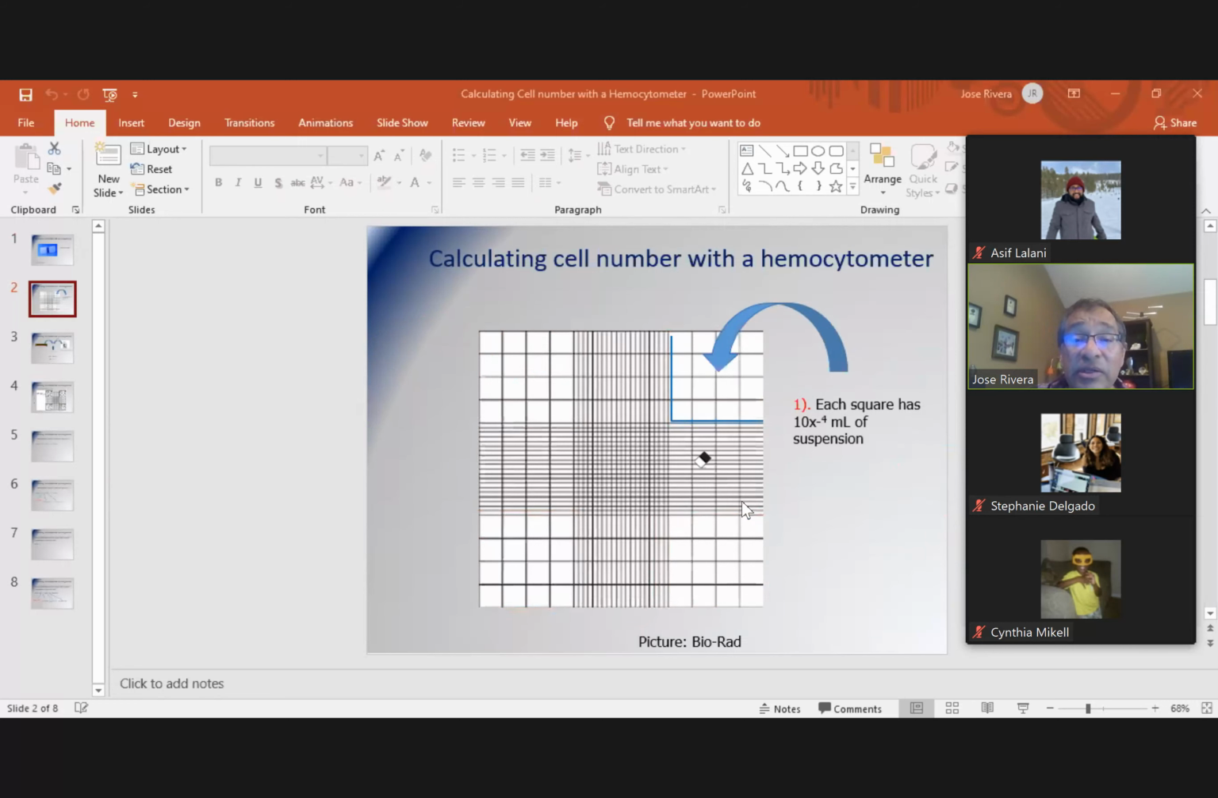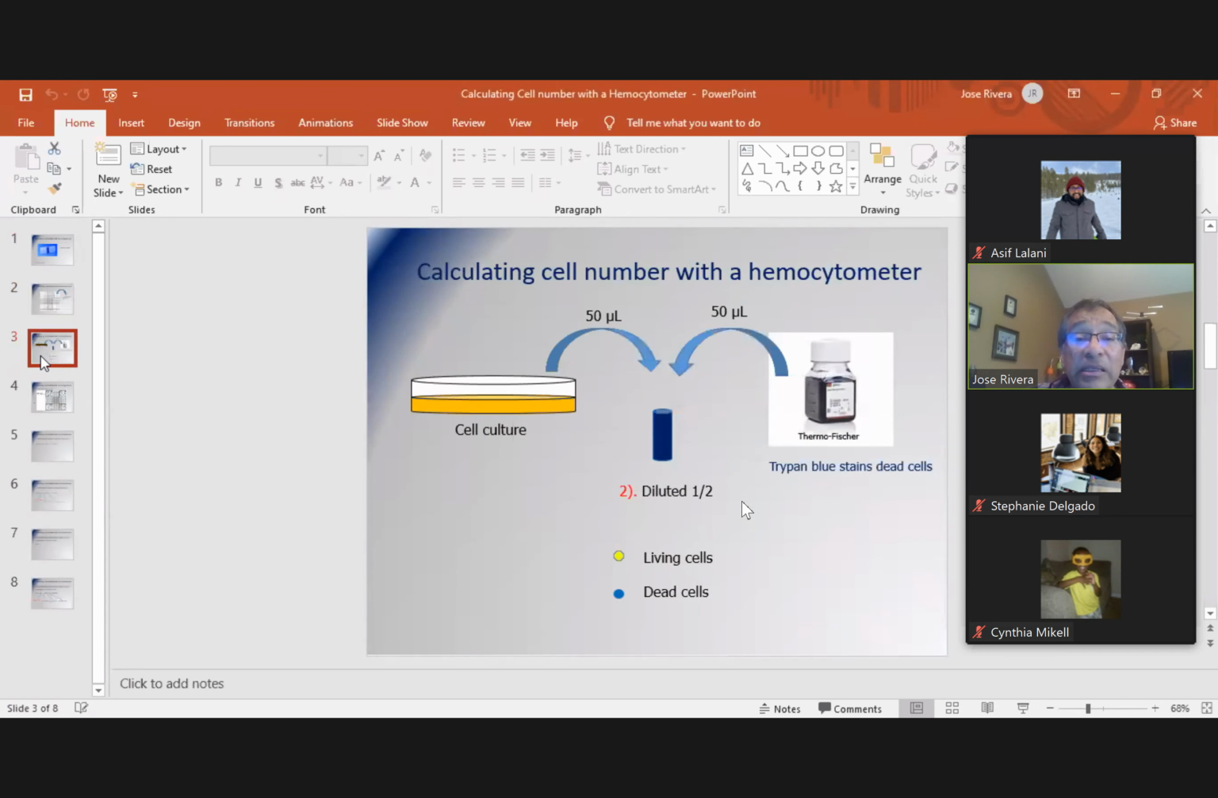So the cells are going to land here. And the next thing is, in order to see the cells, you have to stain them. You can see living cells in this grid, in this slide, but you can also see dead cells, and you don't know which cells are dead and which are living. And so what you do is you add a stain. Normally to see cells, you have to stain them. And so here they use this stain called trypan blue.